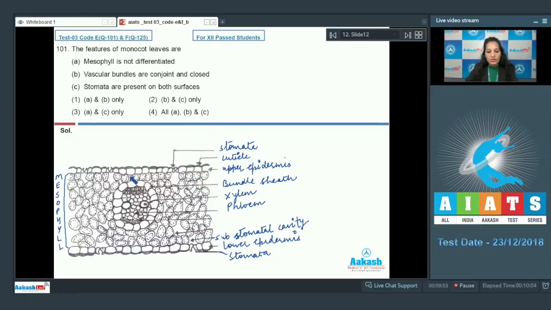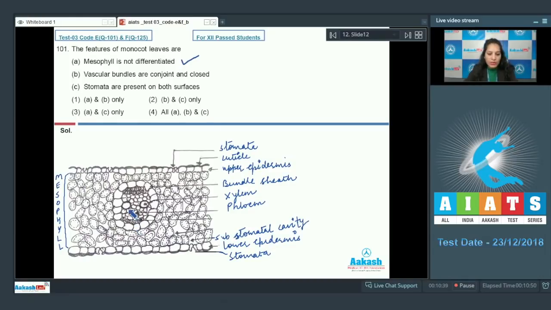Here, I have just drawn this section of a monocot leaf, in which you can see the labels. This is the ground tissue of the leaf, which is called the mesophyll. Here you can see mesophyll is not differentiated into palisade and spongy parenchyma. It is just the mesophyll. It is not differentiated. So mesophyll is not differentiated. It is correct.